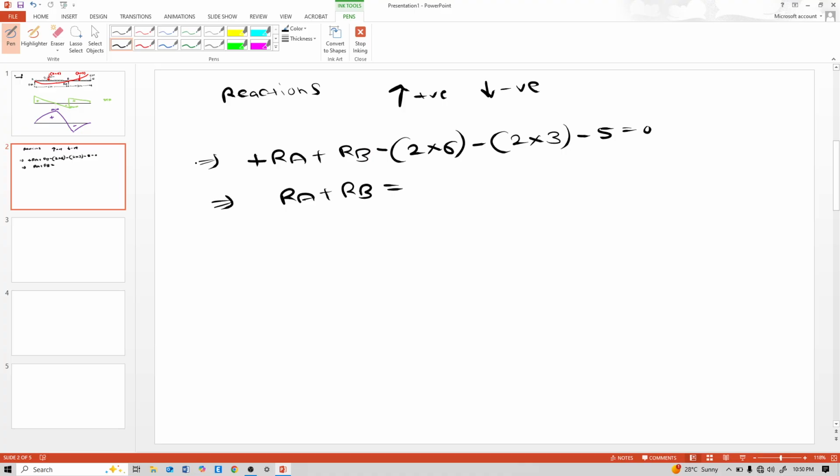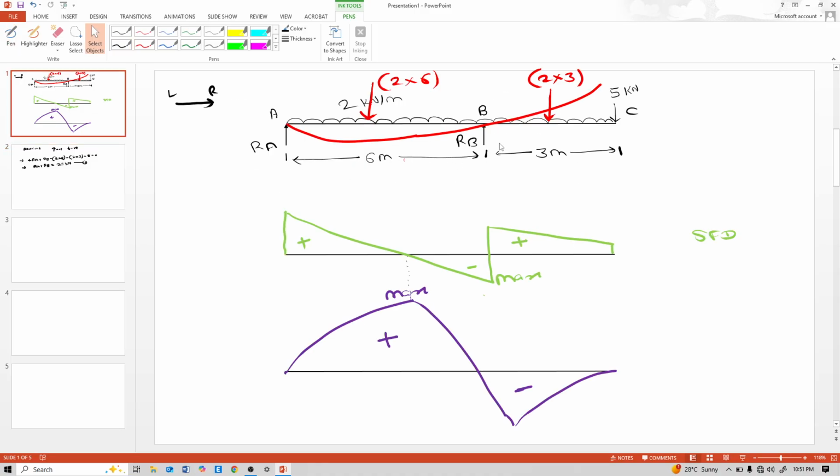So this RA plus RB is equal to 23 kilonewton. Now see, we calculate RA plus RB, but we need separate reaction RA and separate reaction RB. So for that, see this beam. For that, take moment at this point A.